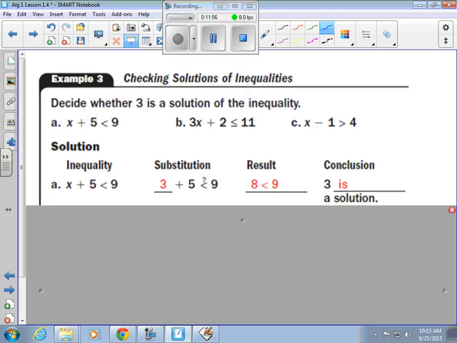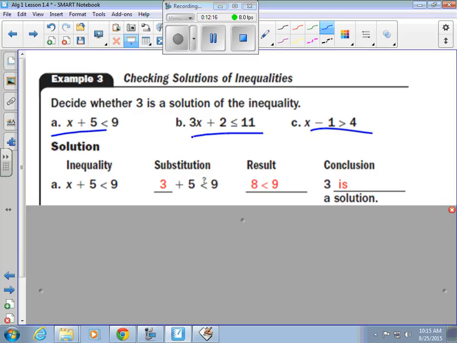Okay, example number 3 is checking solutions with inequalities. Same thing as a minute ago, except now it doesn't say equals in the middle. It says decide whether 3 is a solution to these 3 inequalities. So x plus 5 is less than 9. When you plug in or sub in the number 3, you get 8 is less than 9.